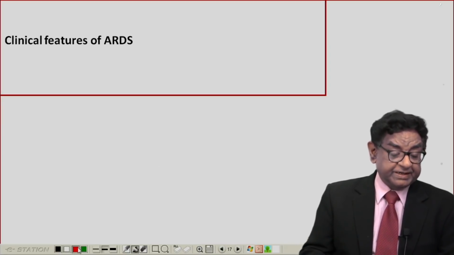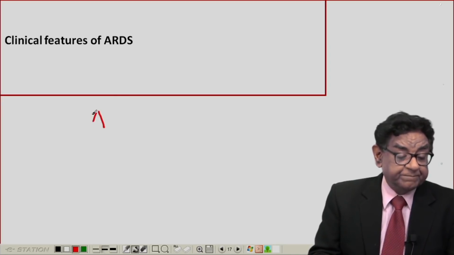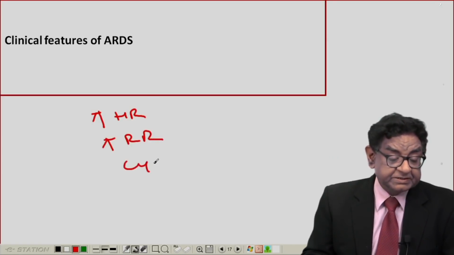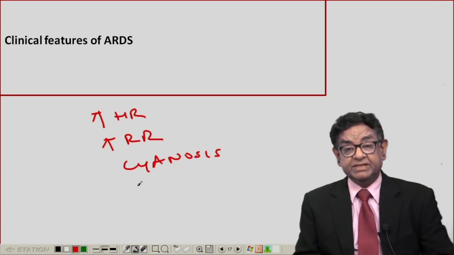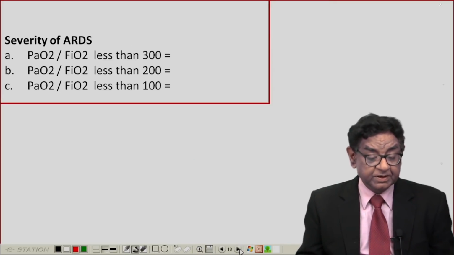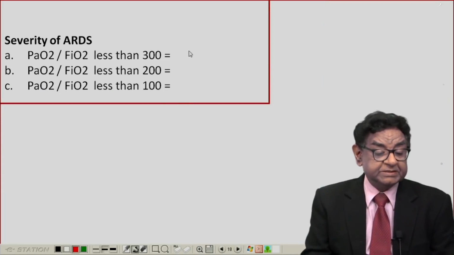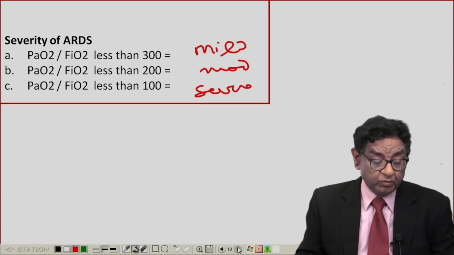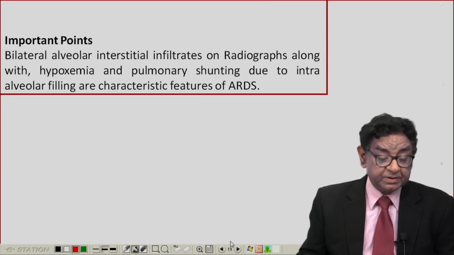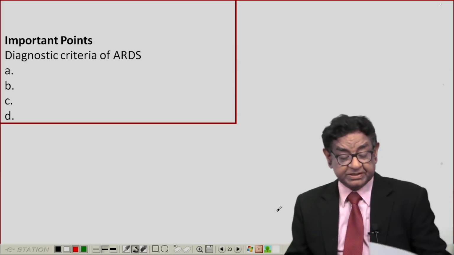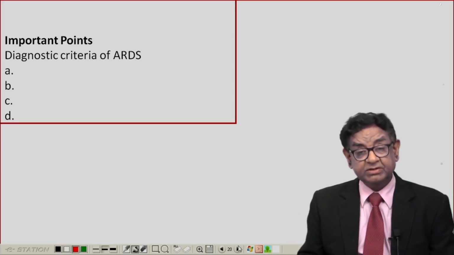The clinical features of ARDS: the patient has tachycardia, increased heart rate, increased respiratory rate, that is tachypnea, and cyanosis. But in chest auscultation, we don't get any rhonchi and no crackles; this point I discussed earlier. Mild, moderate, severe ARDS, we covered this with the basic concept. The important point, the diagnostic criteria of ARDS, as I discussed earlier, is sudden onset and severe hypoxia.